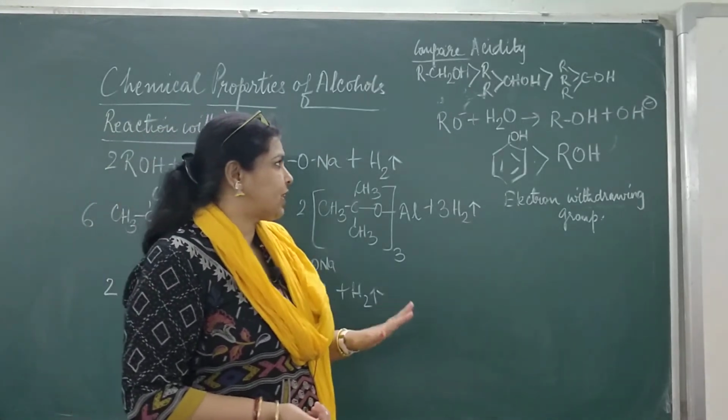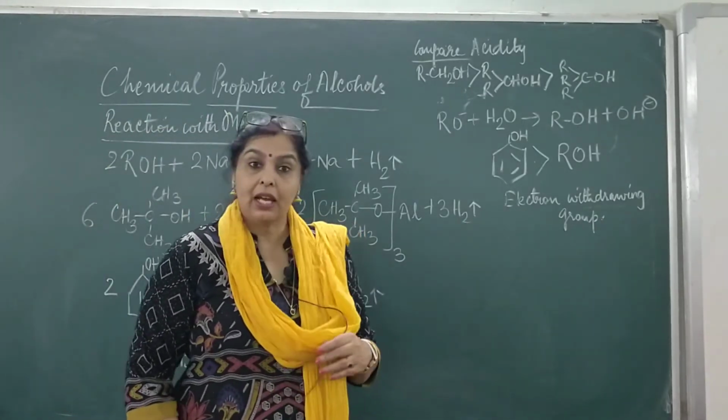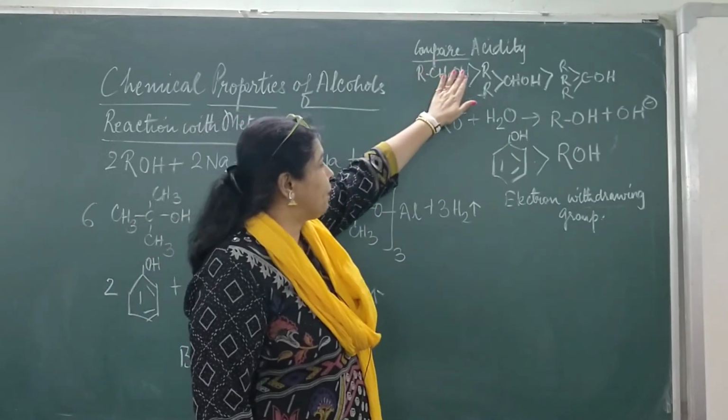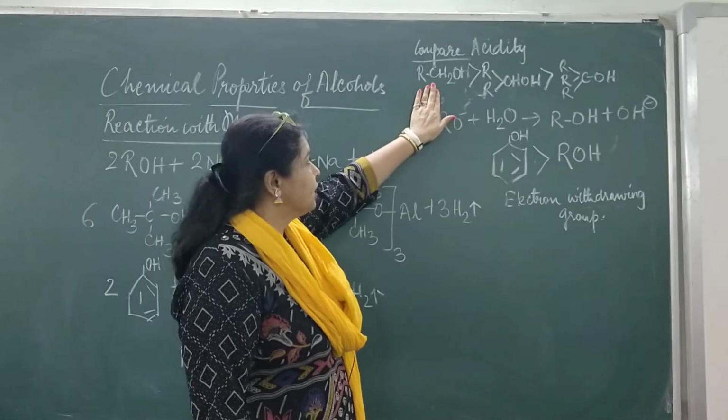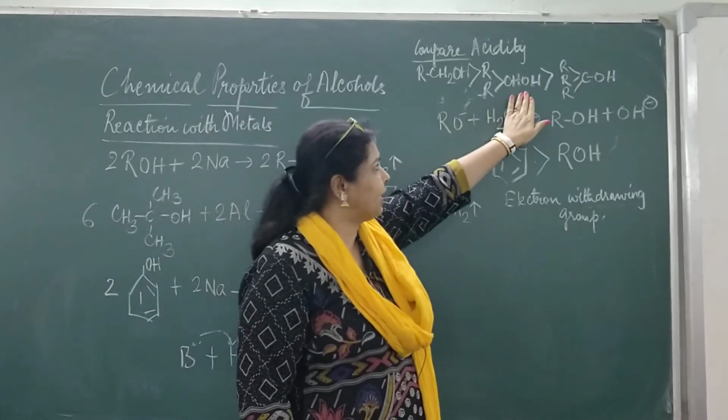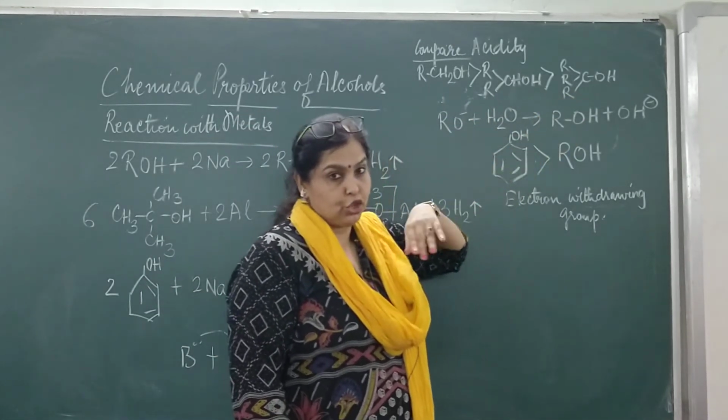So with these 3 reactions we are able to prove that alcohols are acids. Which acid? Bronsted acid. Why? Because it can release hydrogen. Now we will compare the acidity. How do we compare the acidity? This is a primary alcohol, this is a secondary alcohol and this is a tertiary alcohol.